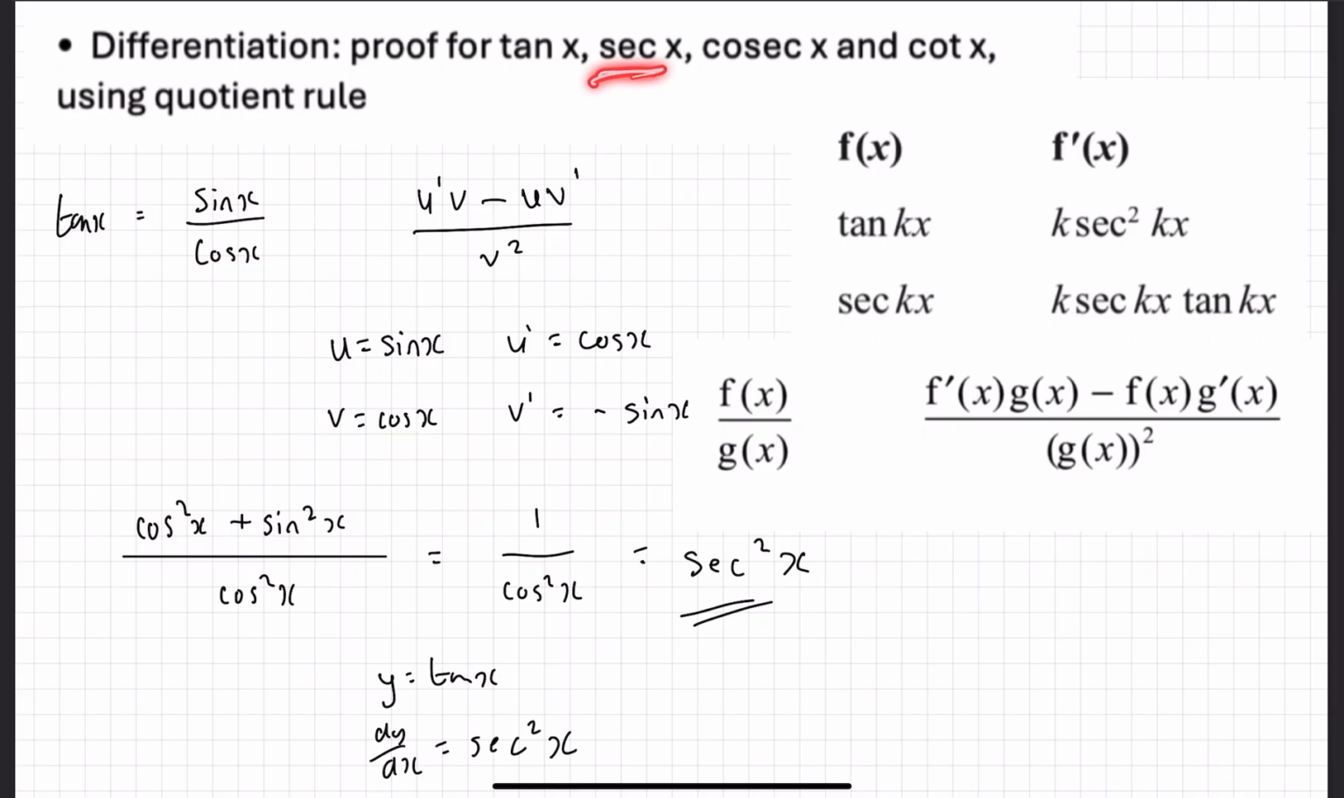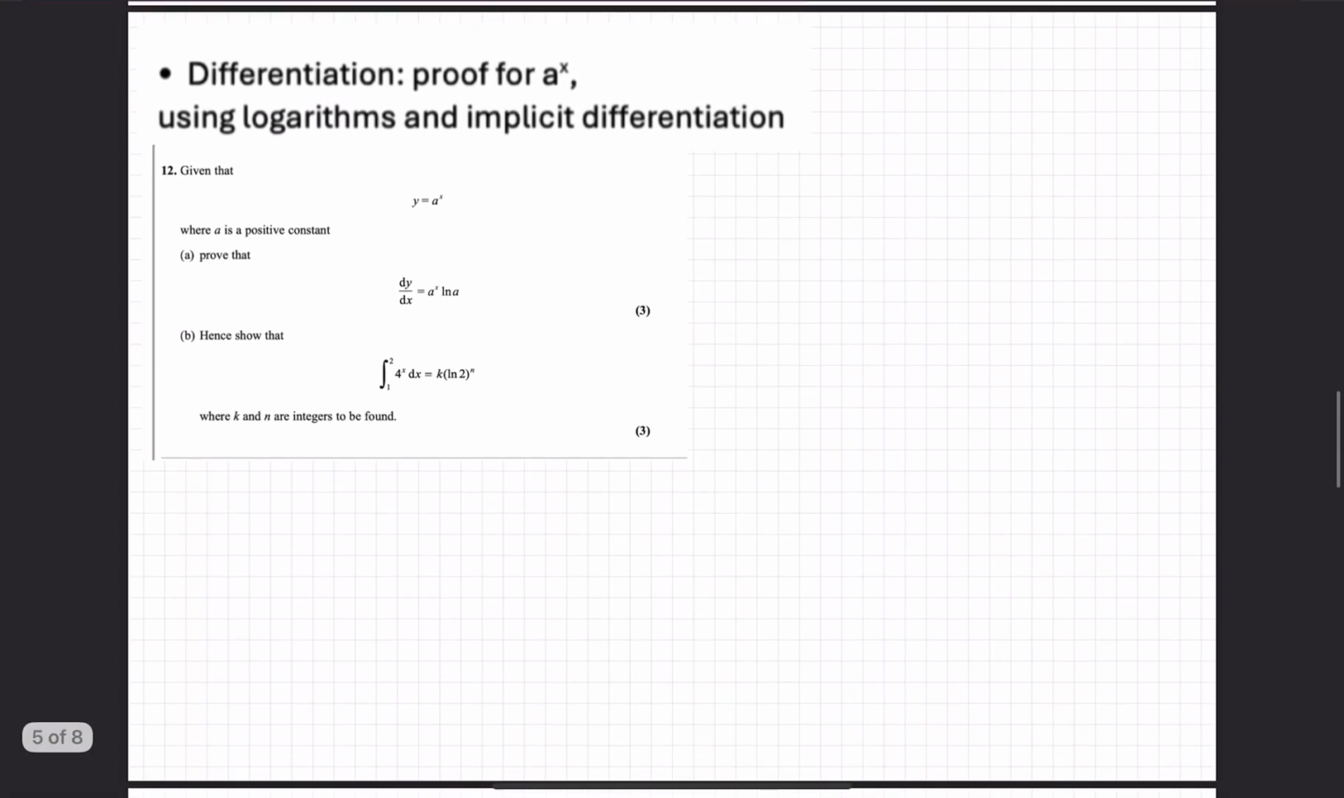Same thing for sec x. You would probably start with 1 over cos for that one, and then cosec would be 1 over sine, and see what happens. Cot would be cos over sine, for example. See what happens there. Give it a go.